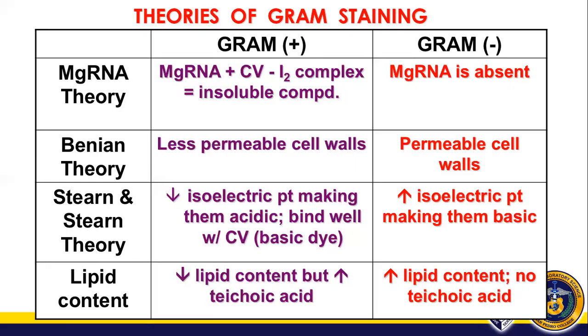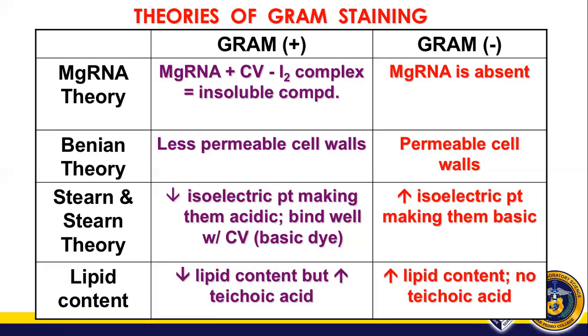Now, unlike gram-negative, the cell walls of gram-positive organisms don't have that much lipid content, but they do have teichoic acid, and this teichoic acid binds perfectly well with the crystal violet iodine complex, allowing the primary stain to get stuck to the peptidoglycan layer. So again, it might not have that much lipid, but it does have a high teichoic acid content, which works well with the crystal violet iodine complex.